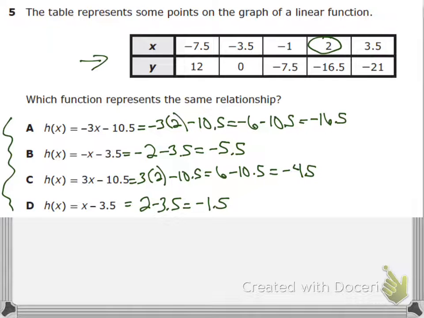Now when I look back here at where I picked my 2, the y value I should have come up with is negative 16.5. As I look at each one of these answers here, I realize that A gives me my correct answer. There was nothing complicated. I literally just took my problem and I worked backwards. I started with my answer choices and I figured out which one became true just by picking a point.